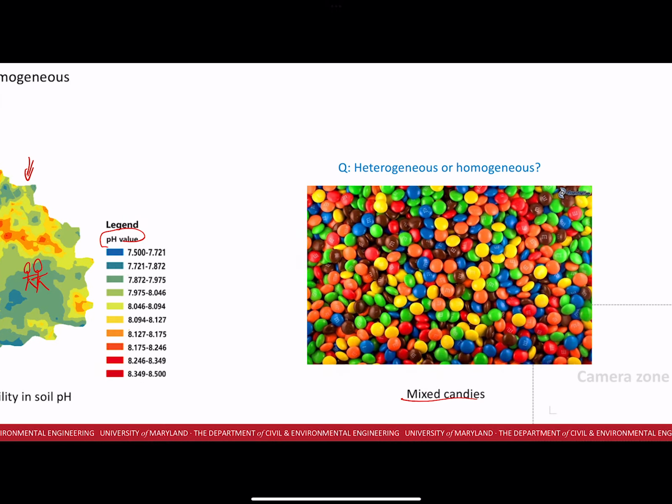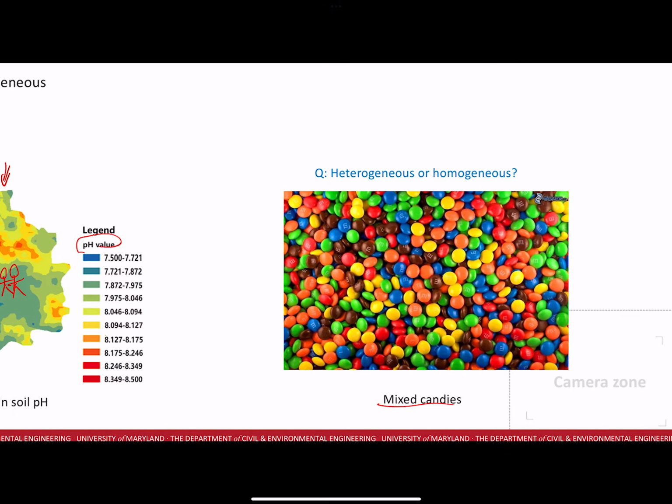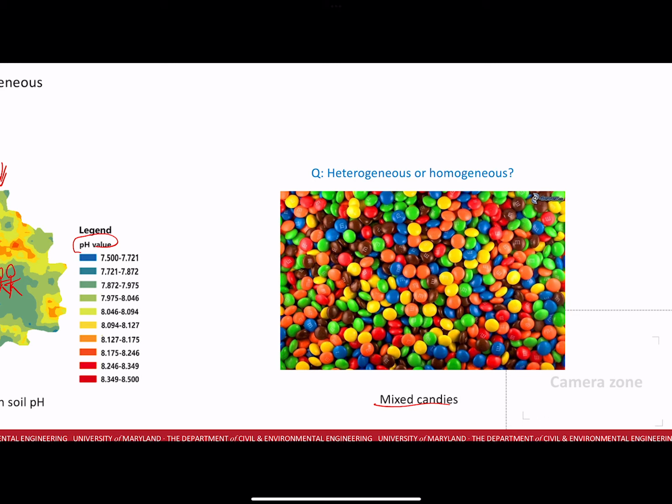And here I have a question. Do you guys think it is a heterogeneous sample or a homogeneous sample? How do you guys think? I'd say it depends. Yeah, it's homogeneous when you're looking at size and shape, and heterogeneous when you're looking at color. Oh yeah, that's a good point. And any more ideas? Yeah, the general idea is it depends.